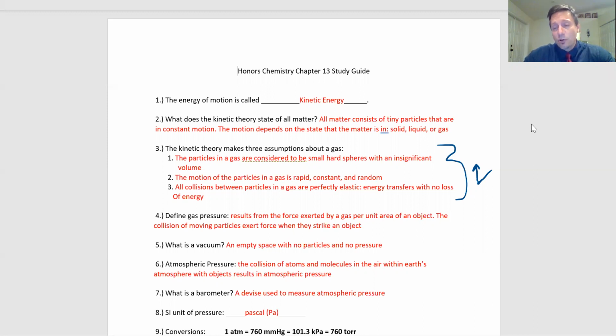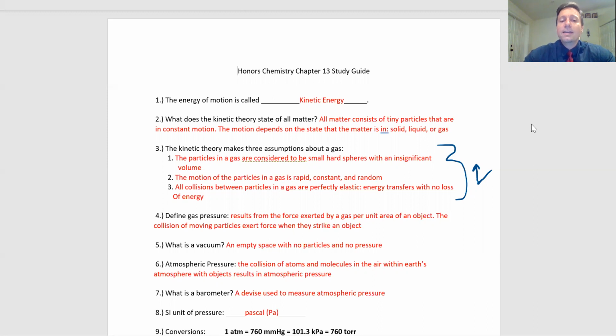Now the next chapter we're going to go into, chapter 14, is all about gas laws. And there are several gas laws, and we're going to work through them, and you'll have a much better understanding of these three assumptions once we complete that particular chapter.